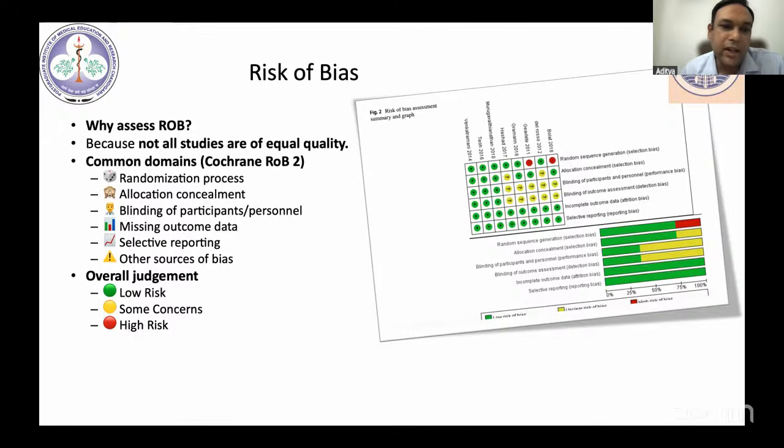Any missing outcome data, selective reporting, or other source of bias, and you mark them as per your red signal, yellow signal, and green signal as high risk, some concern, or low risk. And that is where the quality of the meta-analysis is assessed.